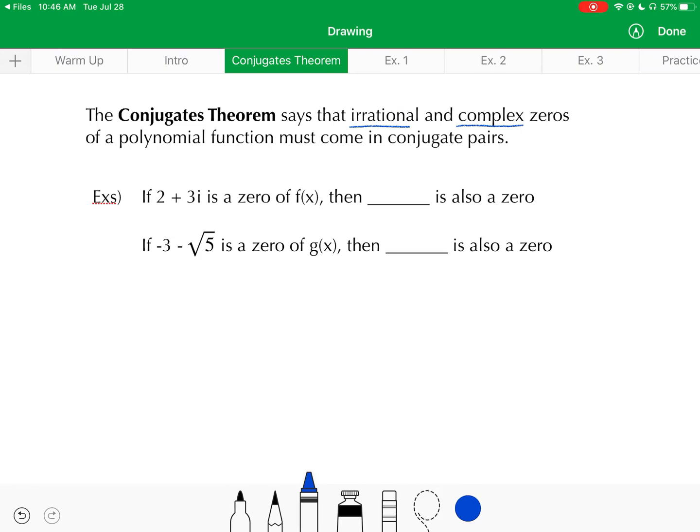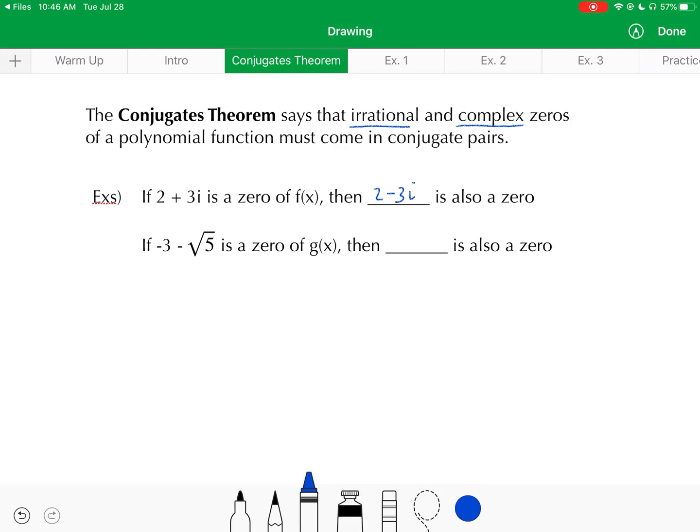Let me give you some examples of the theorem at play. Let's say that 2 plus 3i is a zero of your polynomial function f of x. Well, 2 plus 3i is a complex number. That means its conjugate of 2 minus 3i is also a zero. And notice what it means to be a conjugate. You're simply changing the sign on the imaginary part of the complex number.